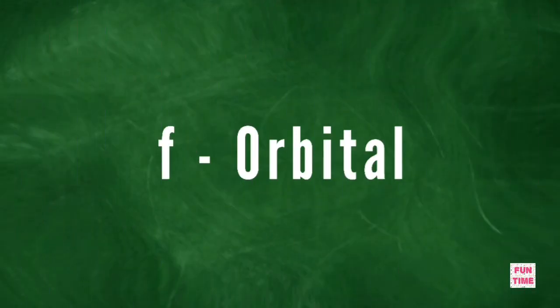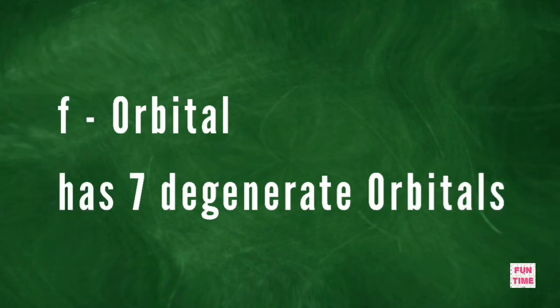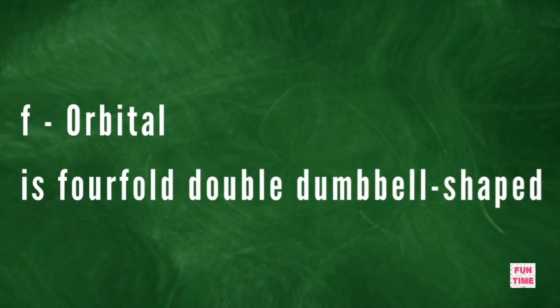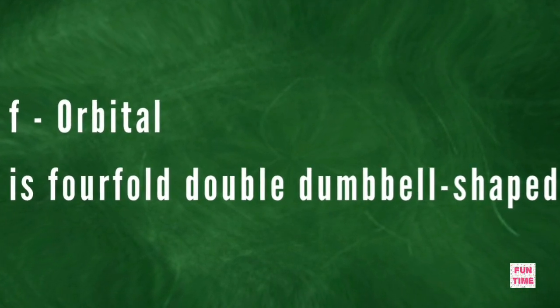F orbital. F orbital has 7 degenerate orbitals. F orbital is 4-fold double dumbbell shape.